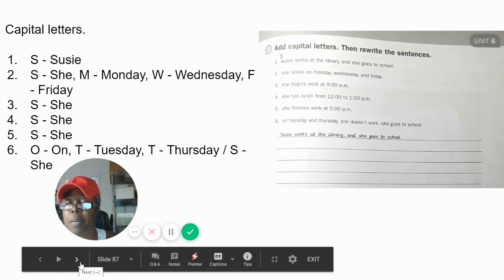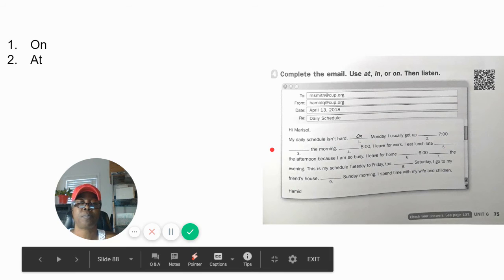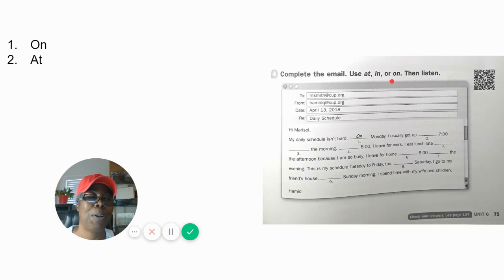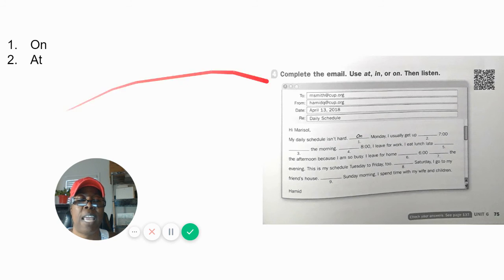Now let's go down to the bottom part of page 75. And I know by now you guys are probably so tired of at, in, or on, but we are going to finish up this lesson. This is an email, and the email is about the daily schedule. Here's Hamid talking about his daily schedule, and we are going to talk about what goes in each blank. So just look over here for the answers as I read, and then we'll go ahead and listen to it.